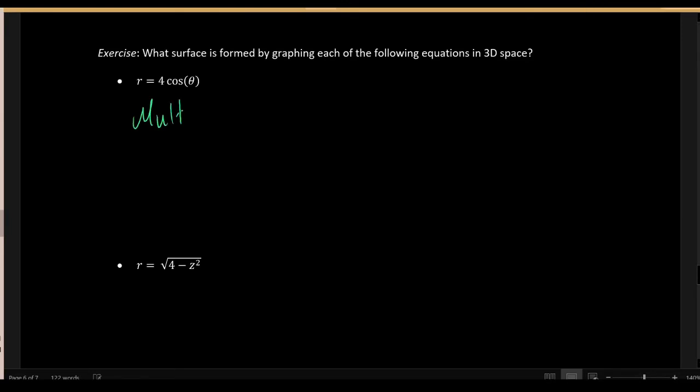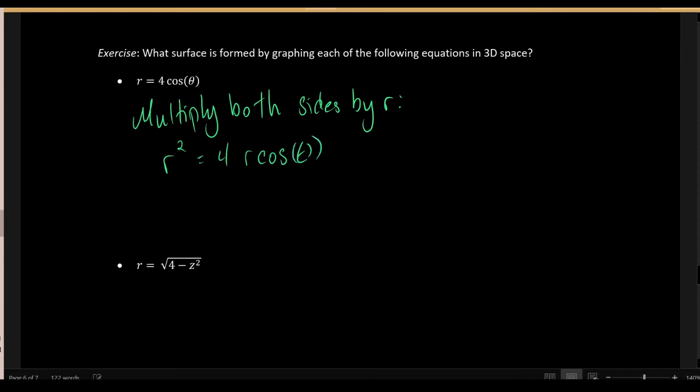However, if I multiply both sides by an extra copy of r, it solves both of my problems. If I do this, that r becomes r squared, and that cosine theta becomes r cosine theta. R squared can be very easily converted to rectangular coordinates. It's just x squared plus y squared. And r cosine theta is also easily expressible in rectangular. That's just 4x. Now, this equation is going to begin to look a little bit more familiar.